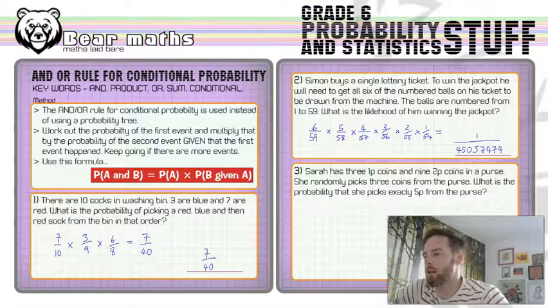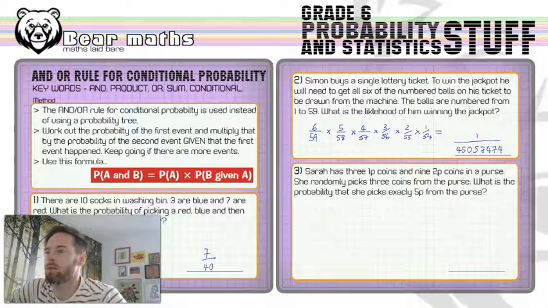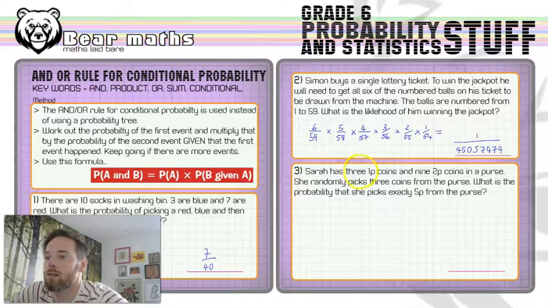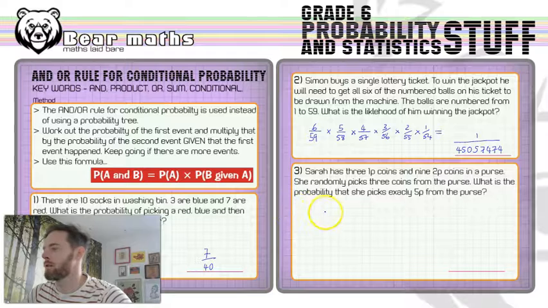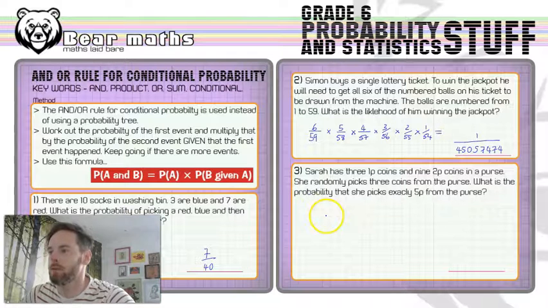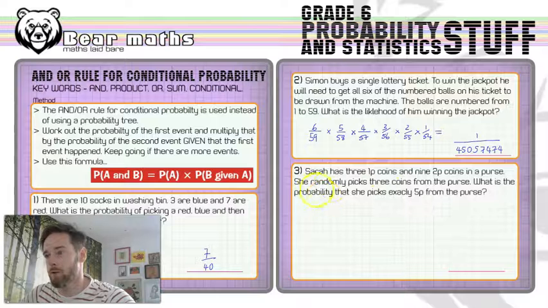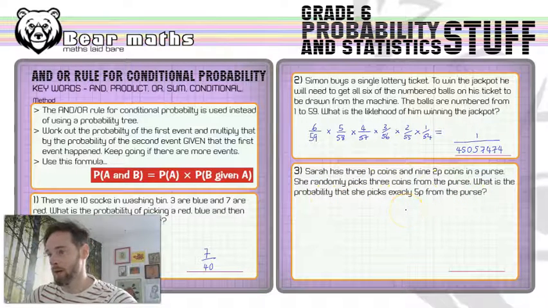Now, let's look at this third question. All right, what we've got is a question that's a little bit trickier. Sarah has 3 1p coins and 9 2p coins in a purse. Sorry, just had an interruption there, but back to it. So Sarah's got 3 1p coins, 9 2p coins in a purse. She randomly picks 3 coins from the purse. What is the probability she picks exactly 5p from the purse?